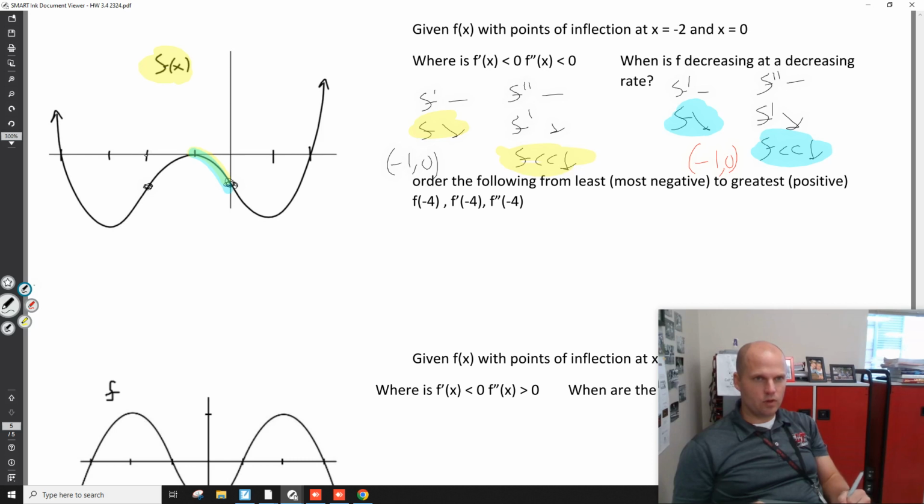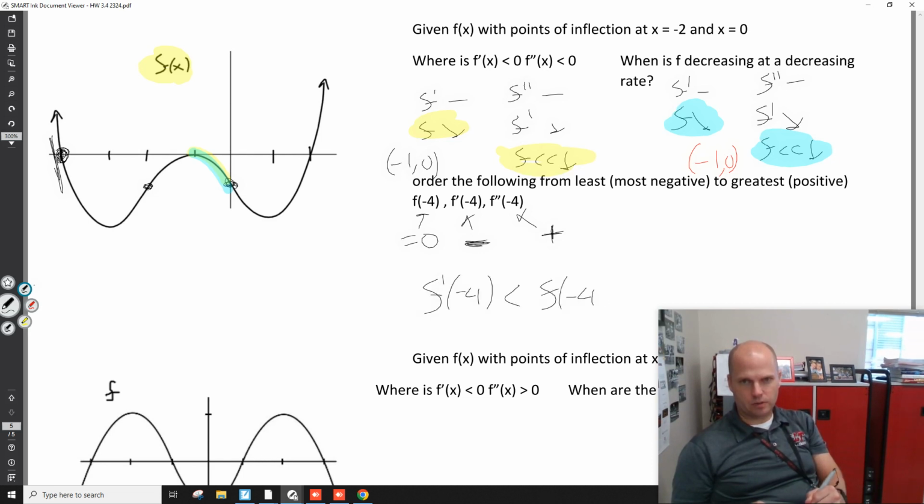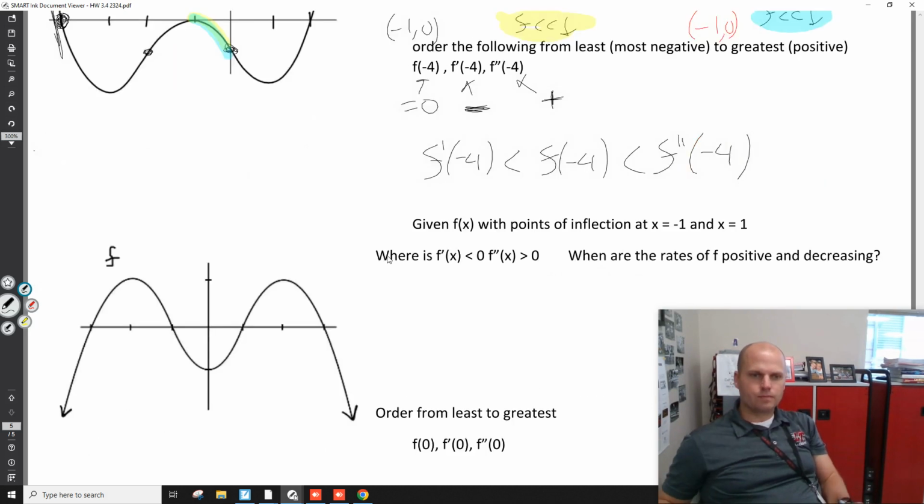Right there, I got a y value, a slope, and a curvature. The y value equals 0. The slope I know is negative, tangent slope. The curvature, we're concave up, so that means the second derivative's got to be positive. So here, my first derivative is less than my function value, which is less than my second derivative.